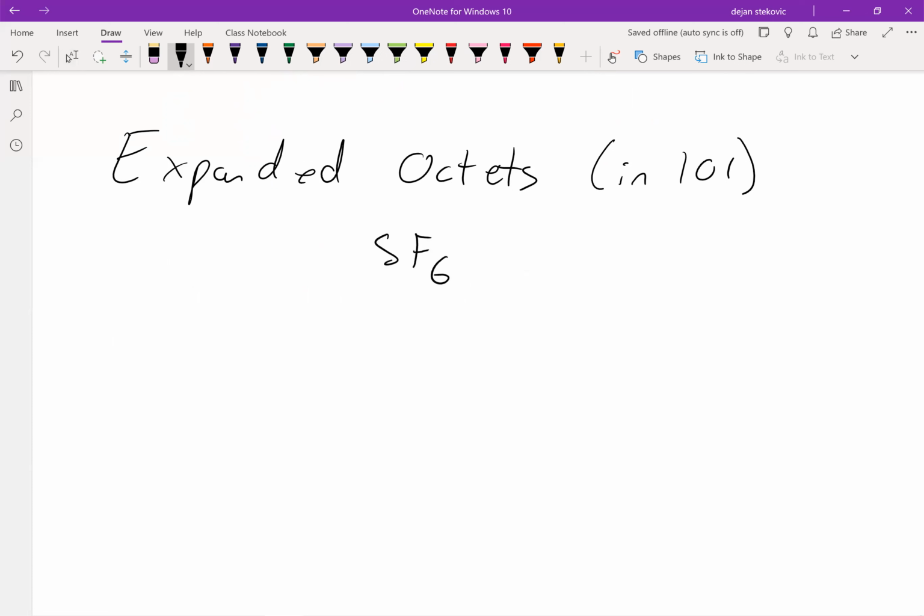But just to give you an example, like SF6, in this one, the sulfur has more than 8 valence electrons. If you think about it here, it has 12 valence electrons. And of course, each one of these fluorines has all of these dots.